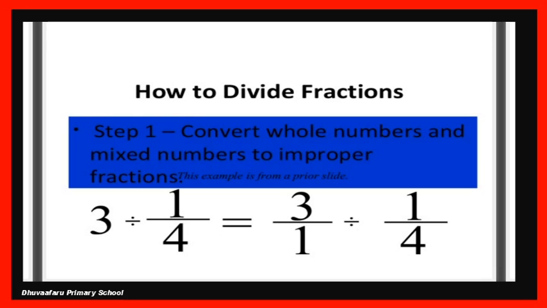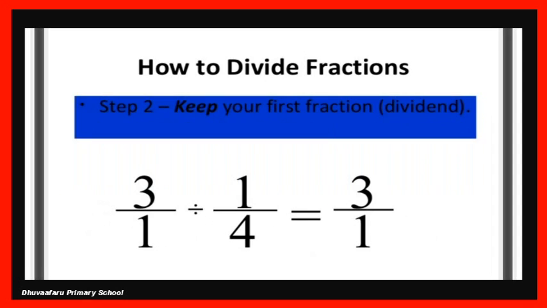How to divide fractions? Step 1. Convert whole numbers and mixed numbers to improper fractions. For example, 3 divided by 1/4 is equal to: you have to write 1 as the denominator as there is no denominator before, and you have to write the divide sign and write 1/4. Step 2, keep your first fraction, the dividend. So you have to write 3 by 1 divided by 1 by 4.